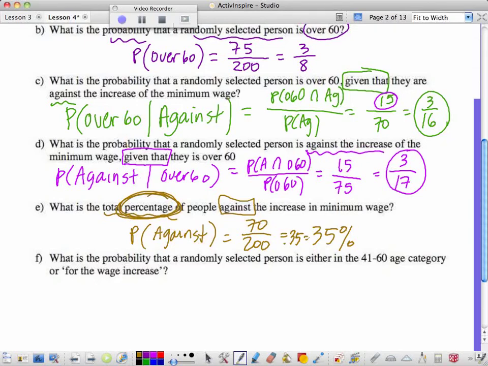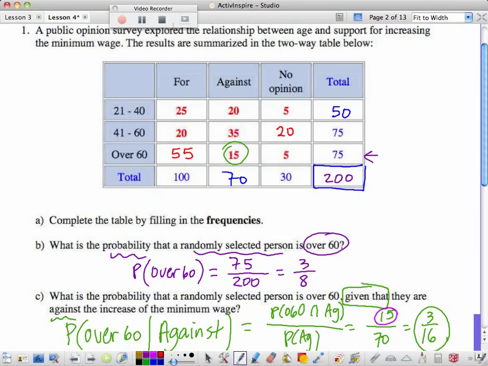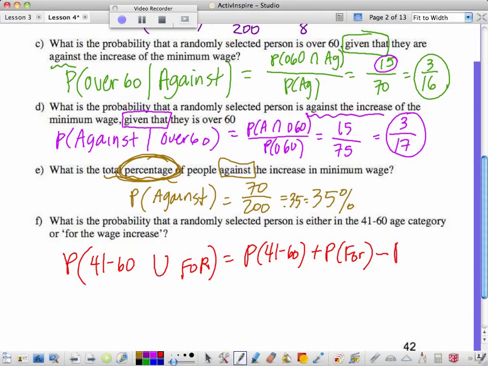And letter F, what is the probability that a randomly selected person is either in the 41 to 60 age category or for the wage increase? So that would be the probability of 41 through 60 or for the wage increase. Well, if we're going to write this out, we're going to do the probability of 41 through 60 plus the probability of 4, but I'm going to subtract the overlapping, because in this table I can see there are people. So if I did 4 and then 41 to 60, this 20 would be counted twice. So I'd have to subtract the probability of 41 through 60 and 4.